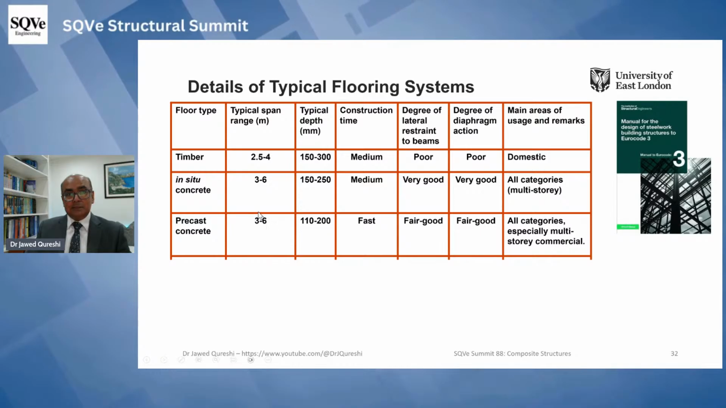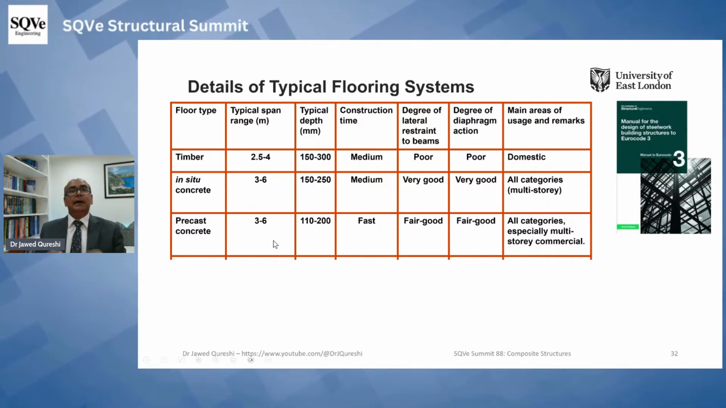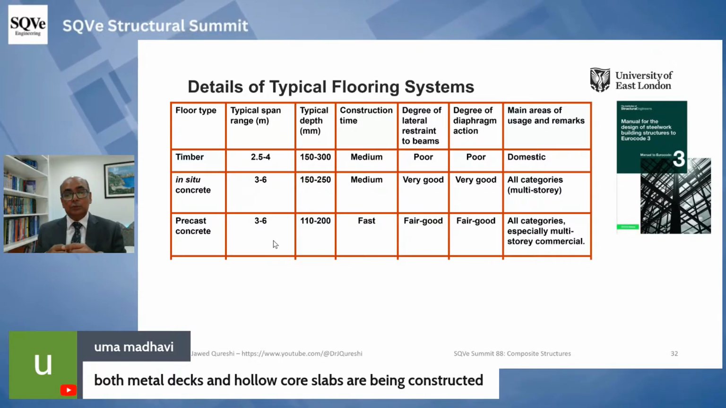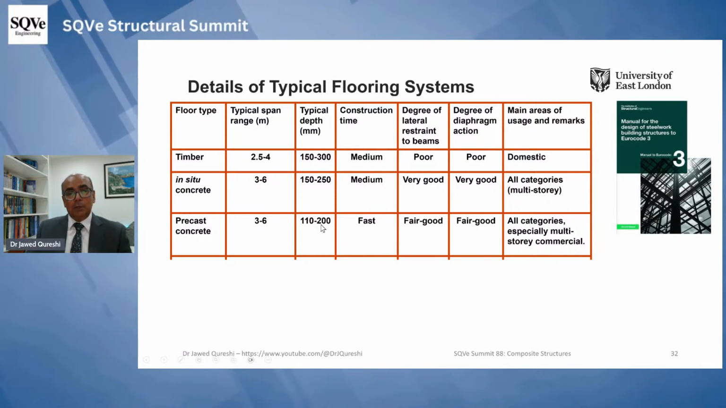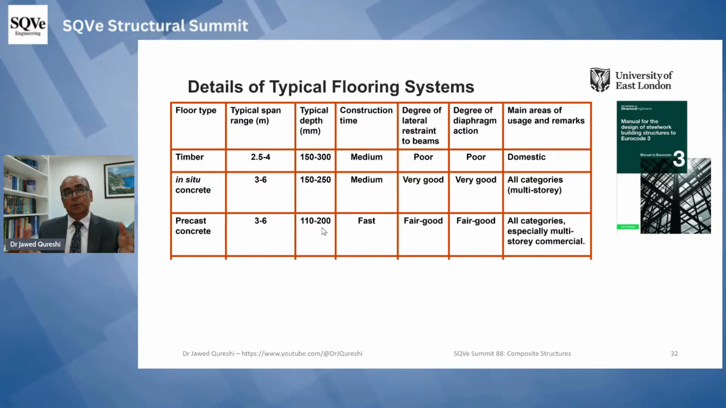Precast construction, this information is dated. This is in this book, 3 to 6 meters. But nowadays, we have precast hollow core slabs, which can span up to 18 meters. And I will show you some load span tables as well. And nowadays, typical depth can go up to maybe 450 millimeters as well. And we use it in a system where we have column-free space required and we have beam-free space.